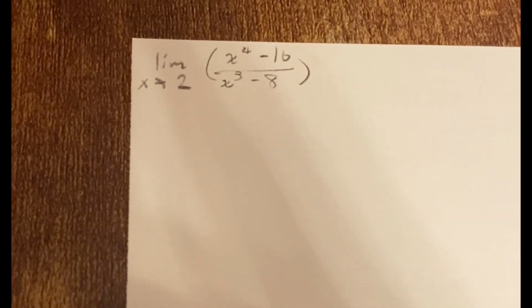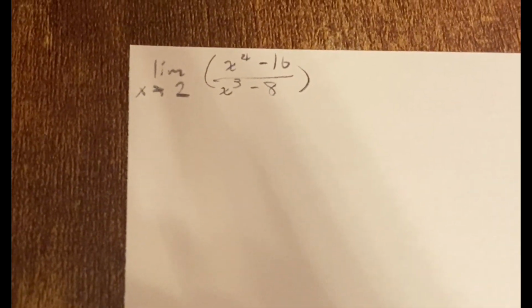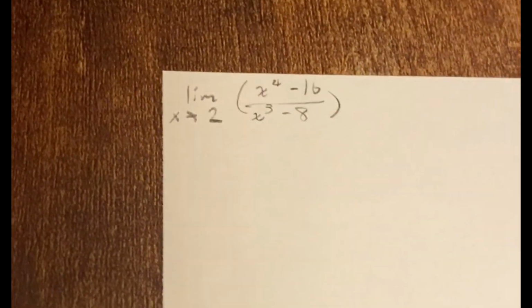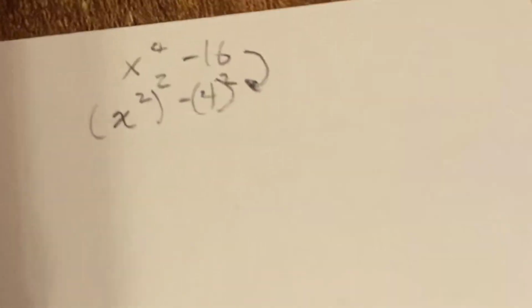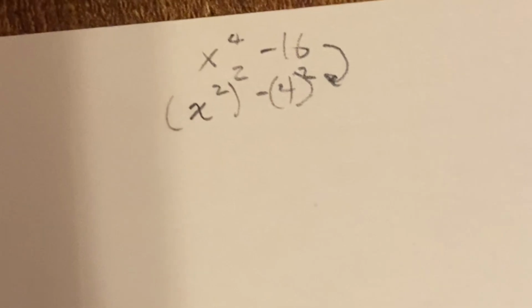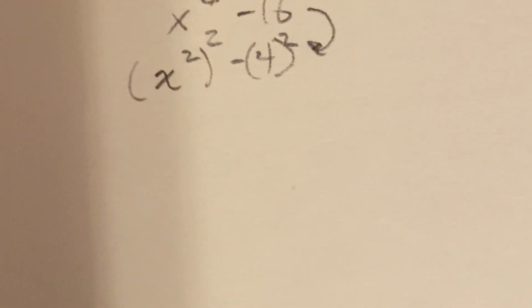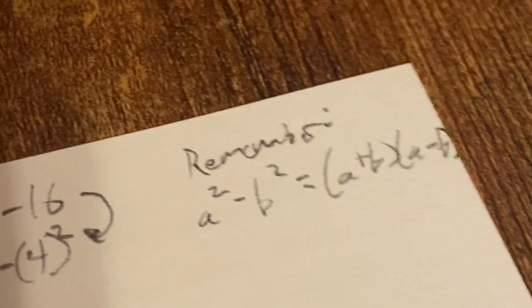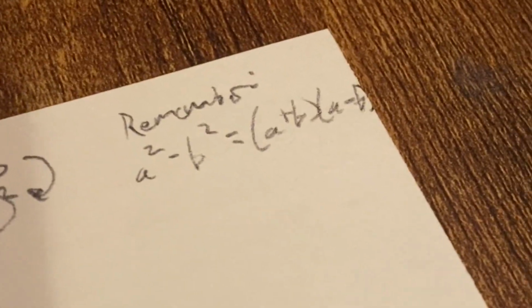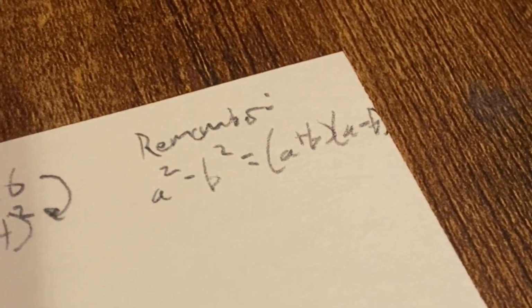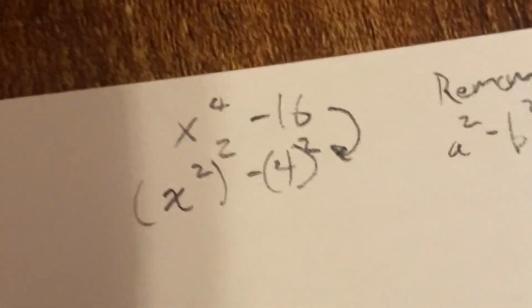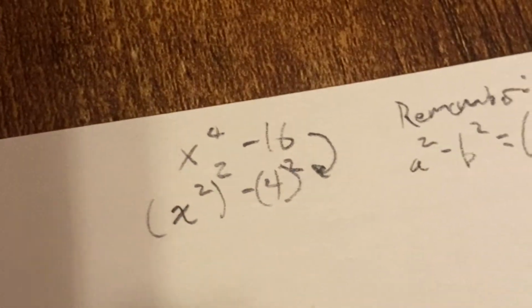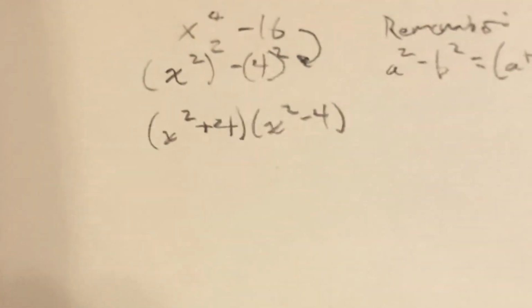Okay, so trying again. This time we're going to go ahead and deal with each one separately and we'll factor them one by one. So as you can see, we can rewrite x to the fourth minus 16 as a difference of two squares, x squared squared minus 4 squared. So let's remember the difference of two squares formula here. a squared minus b squared equals a plus b times a minus b, and apply it to this, where a is x squared and b is 4. And voila, we get that.